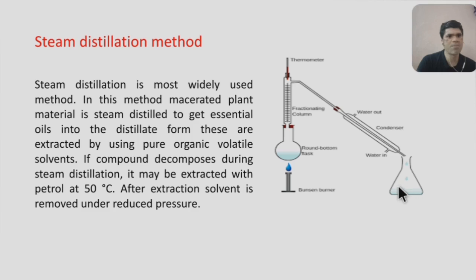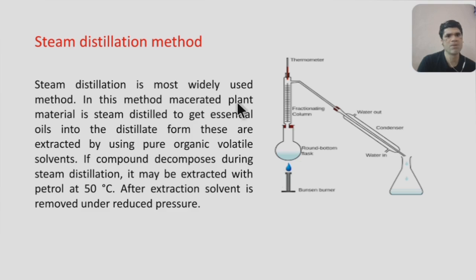These terpenoids are oils, they are not miscible with water, and hence they can be separated by using a solvent extraction funnel. If the terpenoid which we have to extract undergoes decomposition at high temperature, then initially the plant material is filtered, and the clear liquid is extracted with petrol at 50 degrees centigrade to obtain terpenoids. After evaporation of petrol we get the terpenoid. So this is the steam distillation method.